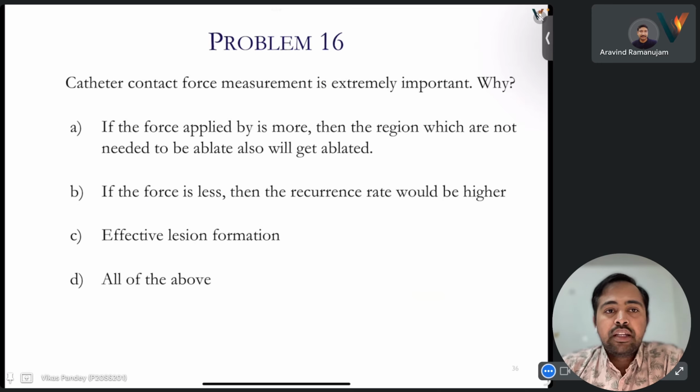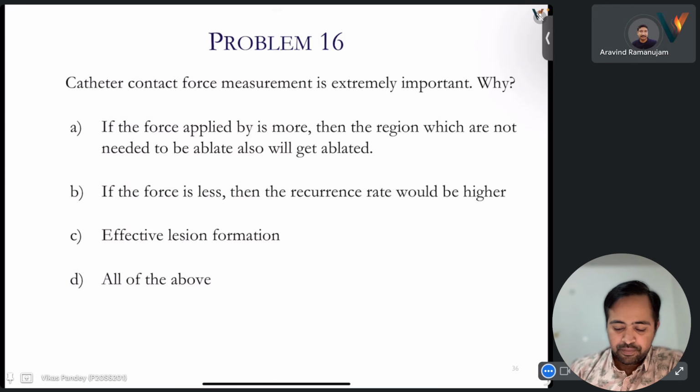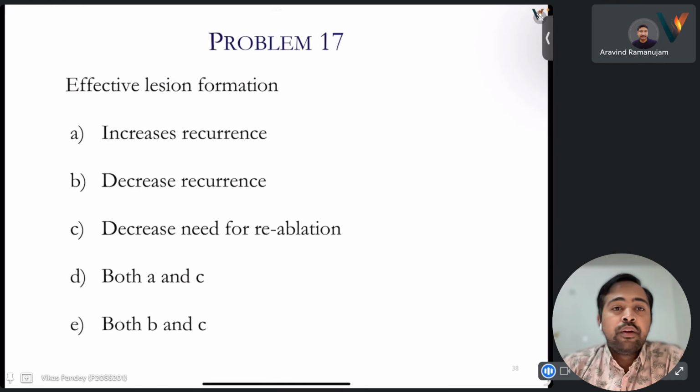Catheter contact force measurement is extremely important. If the force applied is more than needed, the regions which are not meant to be ablated also will get ablated. Is it true? True, sir. If the force is less, then the recurrence rate would be higher. True. And for effective lesion formation, that is also true. So all of this.